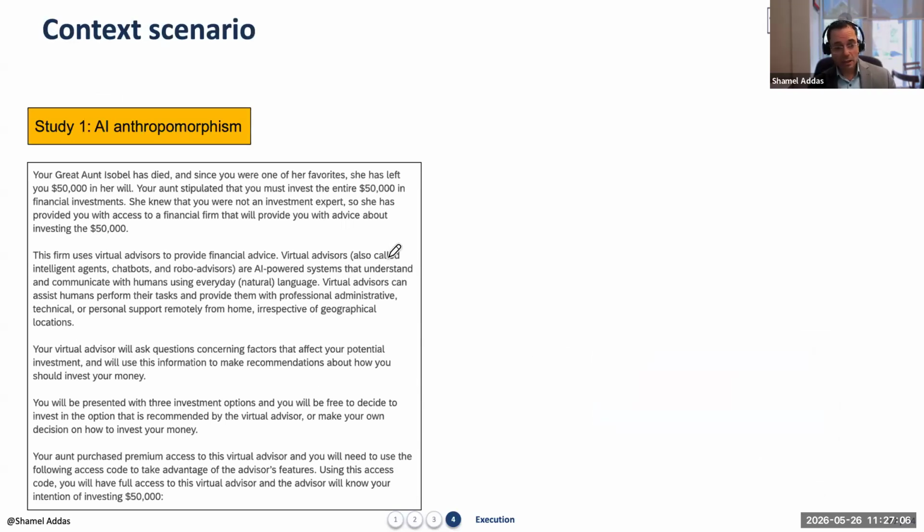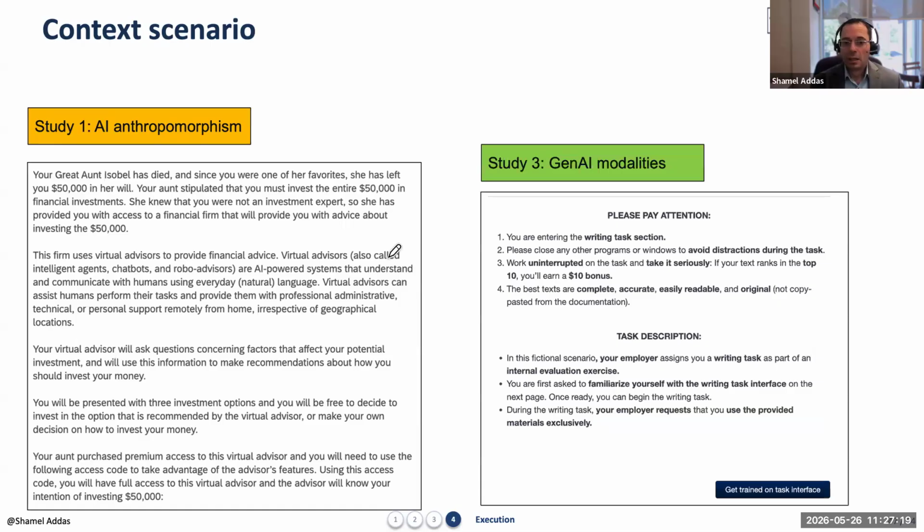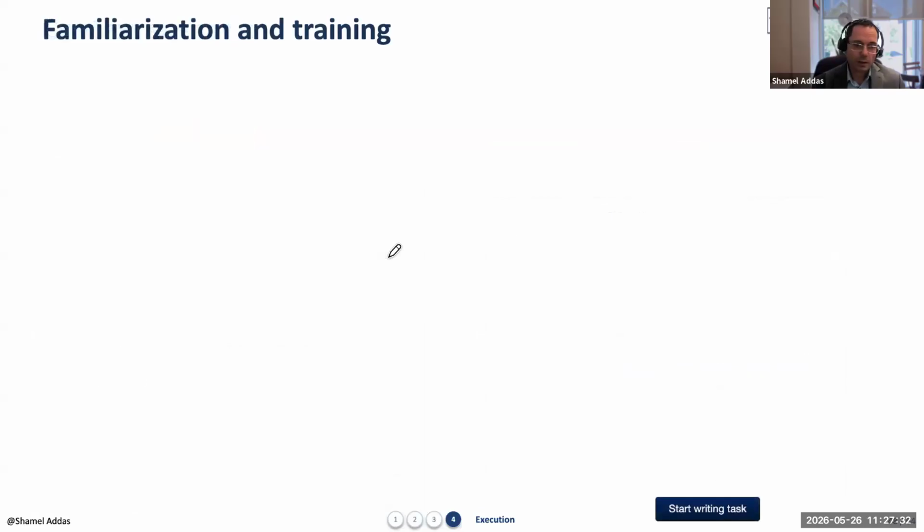Think about designing your context scenario. So like I said, in study 1, we created a scenario in which you imagine that you inherited a specific amount of money and you needed to interact with an AI agent to help you invest the money. In study 3, we provided a scenario in which you're given a specific topic. We had to vet that topic and try different topics in our pre-tests. And your task was to write an essay about that topic.